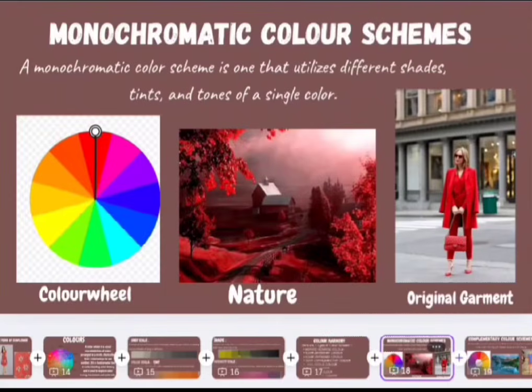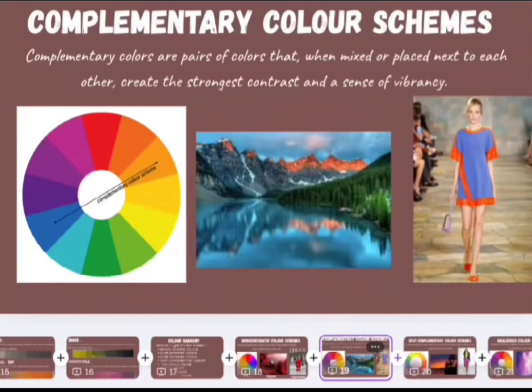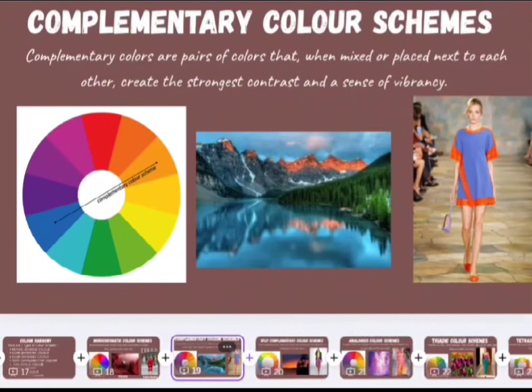A monochromatic color scheme is one that utilizes different shades, tints, and tones of a single color. Same as complementary colors, where complementary colors are a pair of colors that, when mixed or placed next to each other, create the strongest contrast and sense of vibrancy.